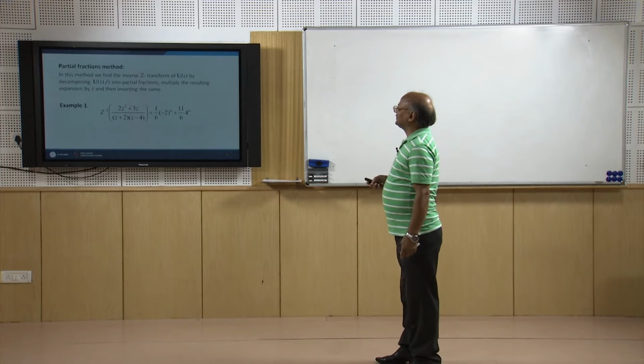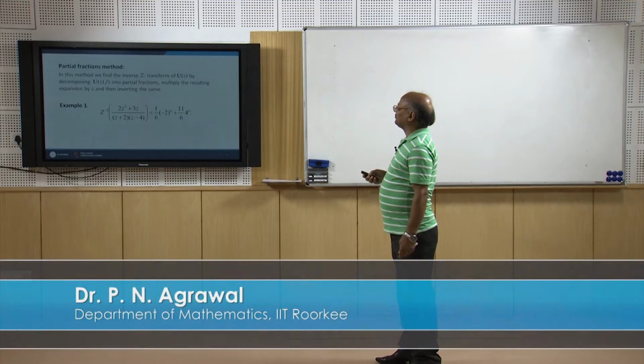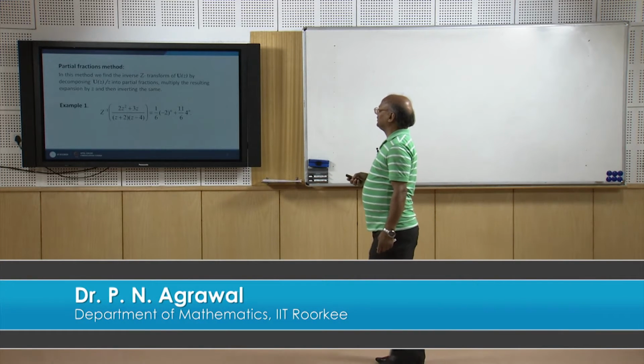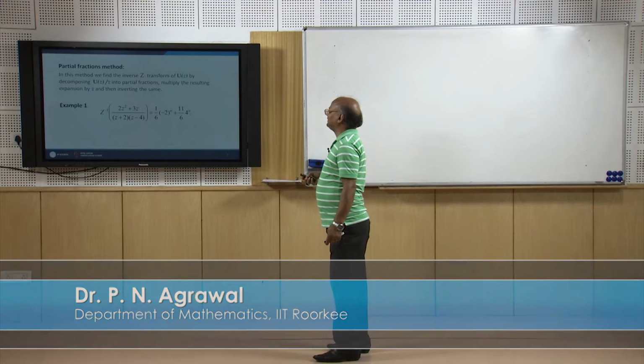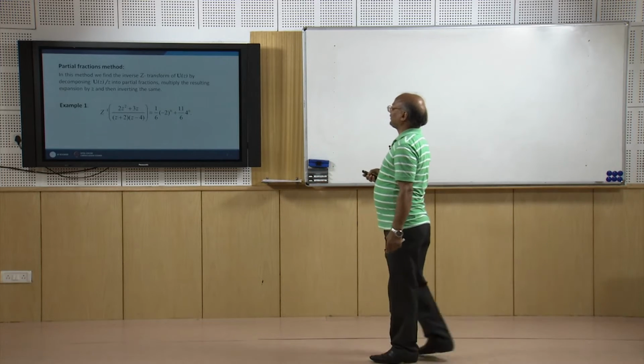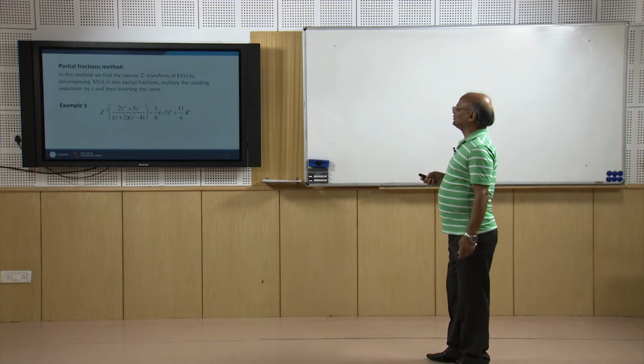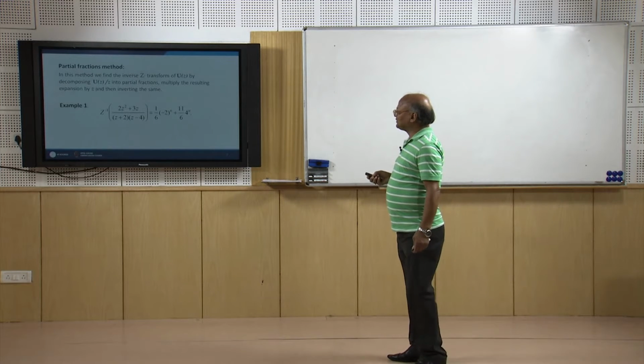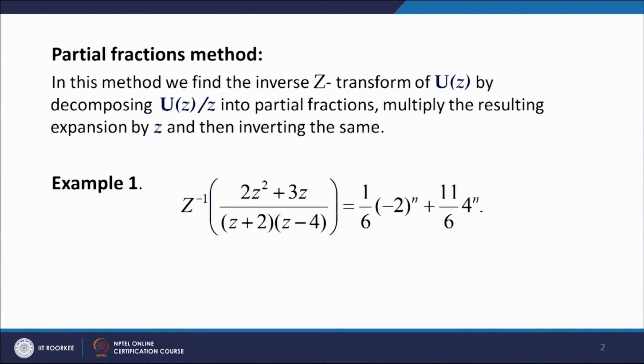Before discussing the convergence of Z transform, let us look at some more methods where we can find the inverse Z transform of U(z). The partial fraction method we have discussed earlier also. Here we have one more case where we can find the inverse Z transform of U(z).